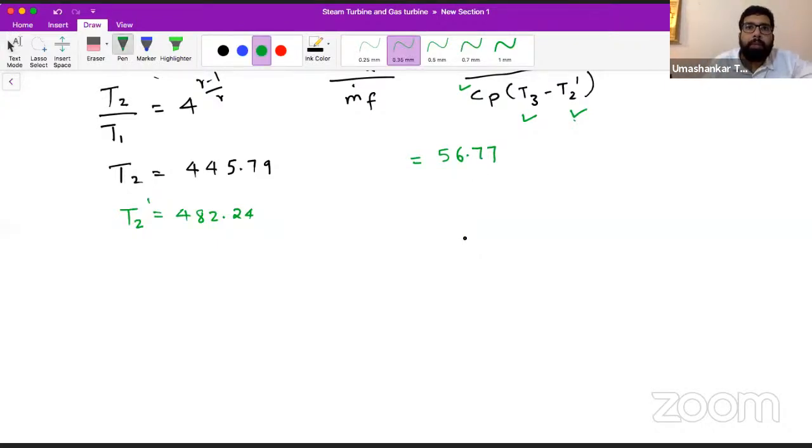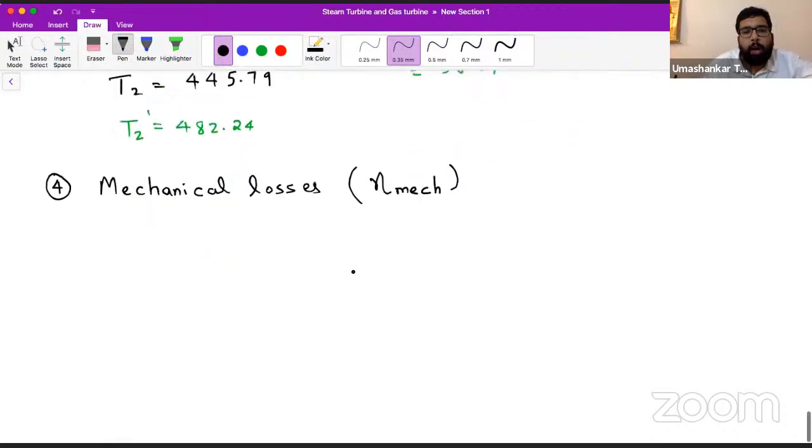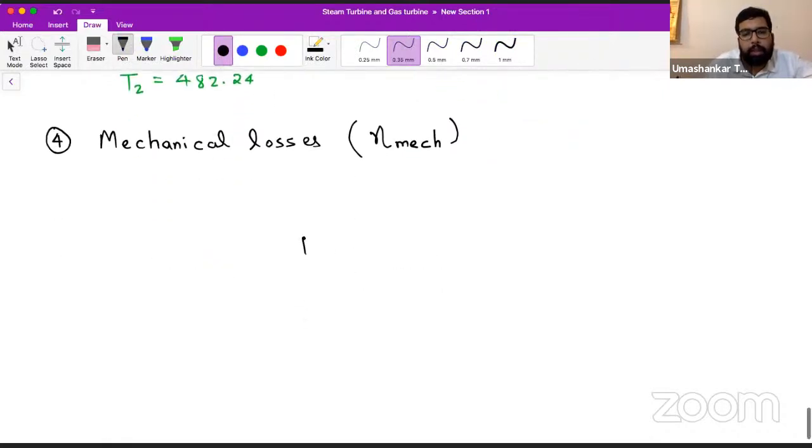But before that, we need to see some more practical things. In practice, we have some mechanical losses, due to which a new efficiency comes into the picture, which we call mechanical efficiency. As we have already discussed all these things, we have a compressor.